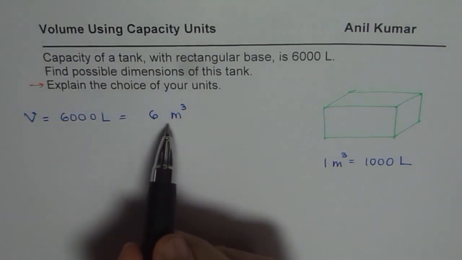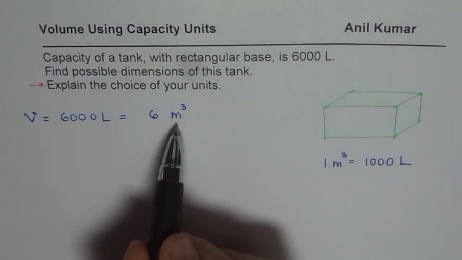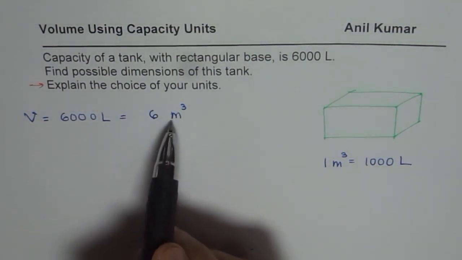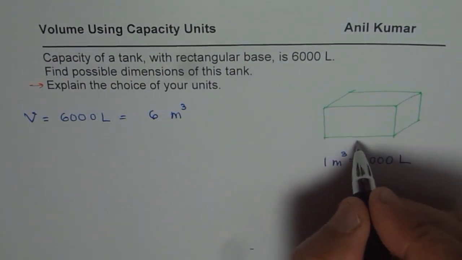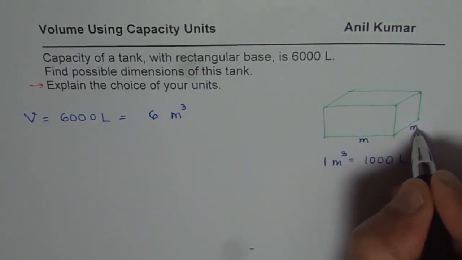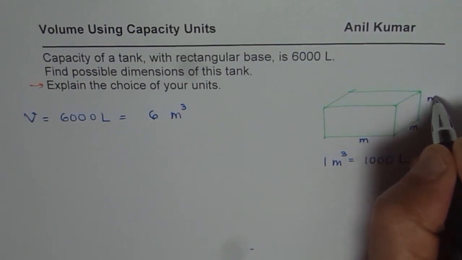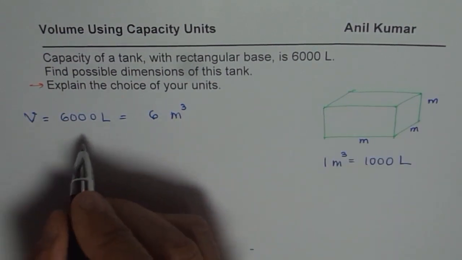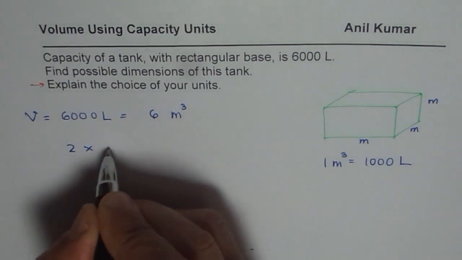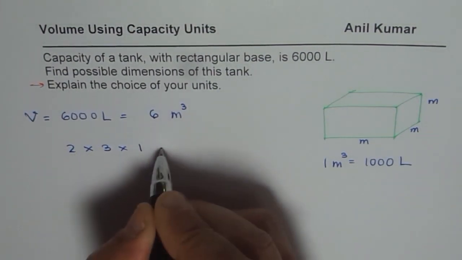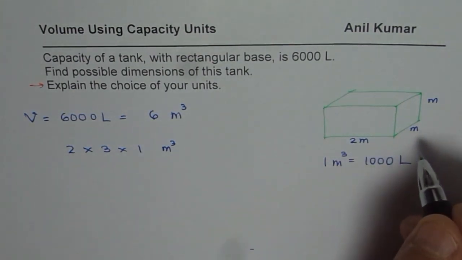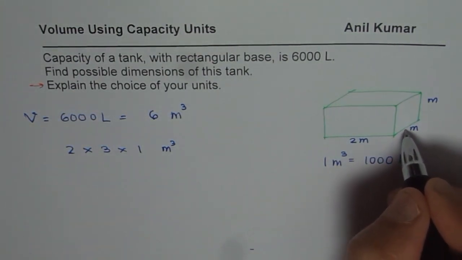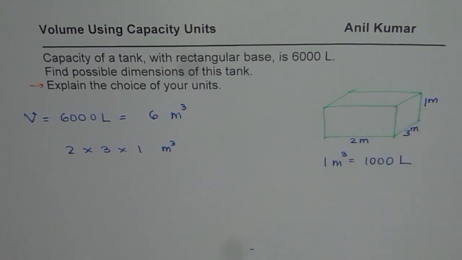Now since that is the best unit to work with, we'll find dimensions in meters. So the length, width and height is going to be in meters, right? So we'll put meters here. Now what combination can give us 6? So that means it could be 2 times 3 times 1 meter cube, correct? That is to say it could be 2 meters by, let's say, 3 meters by 1 meter. That could be one combination.